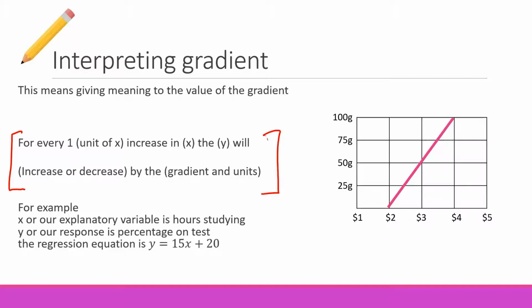In this slide here, we've got, for example, x, our explanatory variable, is hours studying, and y, our response variable, is percentage on a test. And you can get a regression model, an equation, that looks like this: 15x plus 20. So the more hours you study, the greater your test results are. I'm just going to give you guys a second to jot this down first, and then we'll work on it together.